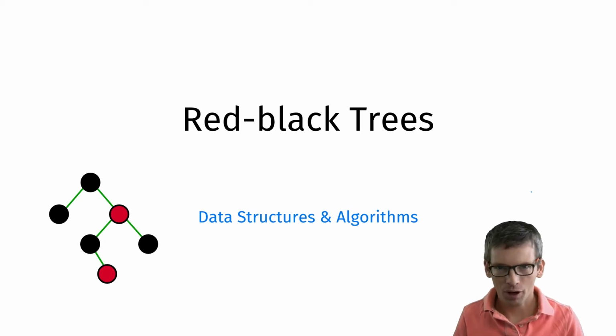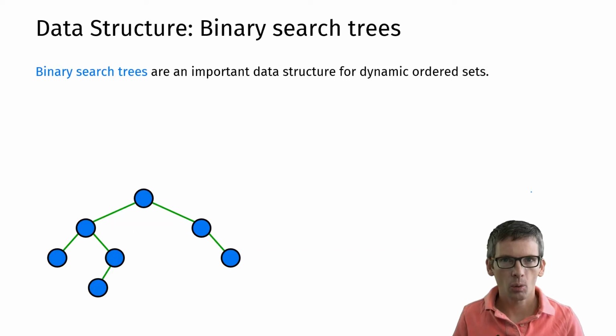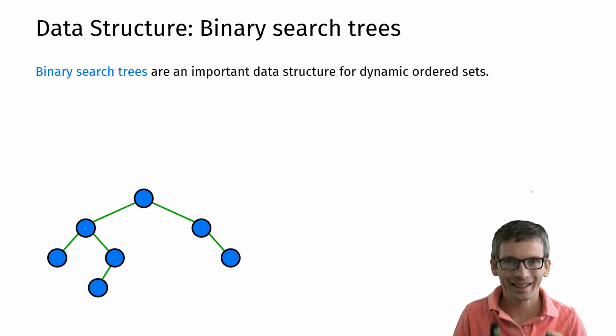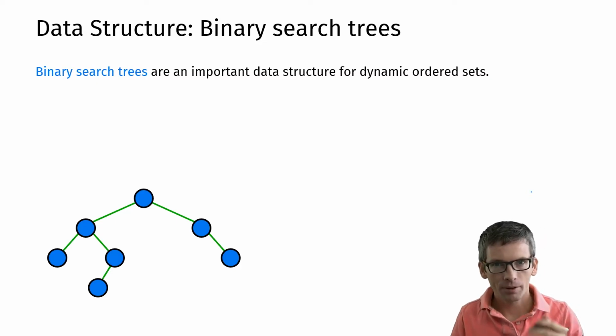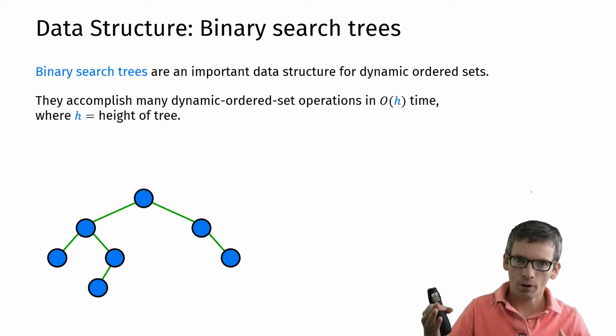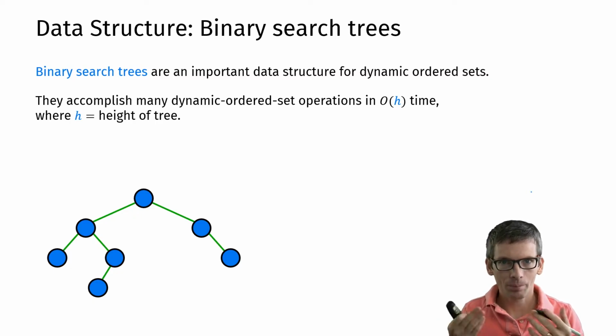As an example of how to balance a binary search tree, I would like to show you red black trees. So why do we want to balance binary search trees? Binary search trees are an important data structure for dynamic ordered sets. They are very versatile, but their running time depends on the height of the tree. Now, in the worst cases, height could be very bad, but not if the tree is balanced. And that's what balancing is about.